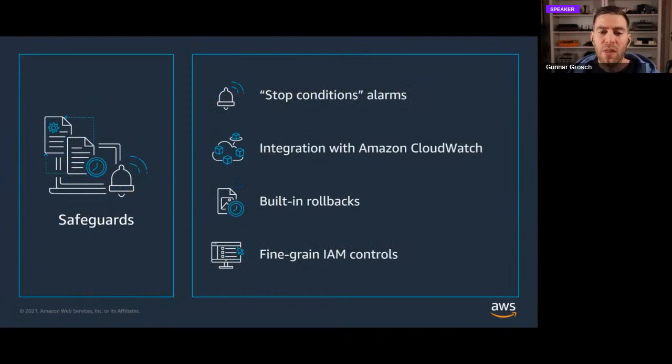Safeguards, well, they act as our automated stop button. This is a way to monitor the blast radius of our experiment and make sure that it is contained. And the failures that we create are rolled back if alarms go off. IAM controls can also be used to control what fault types can be used and what resources we can affect with our experiments. We can use tag-based policies.